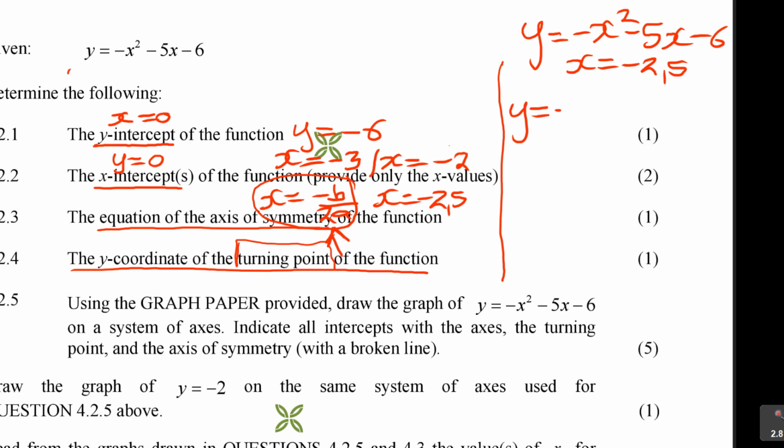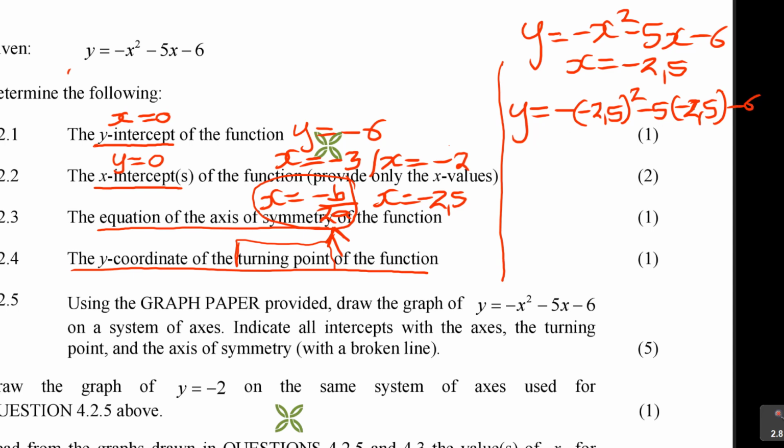Which is here minus, look how I'm doing it, please just focus on how I'm going to substitute here, because the negative is what is going to affect you. So it's minus bracket minus 2,5 squared, you see that, minus 5 bracket minus 2,5 minus 6.